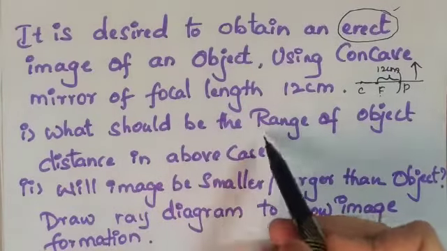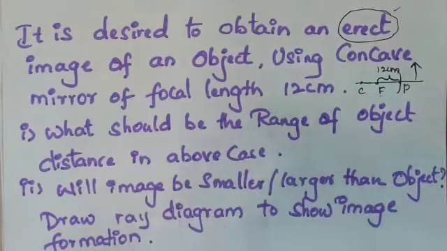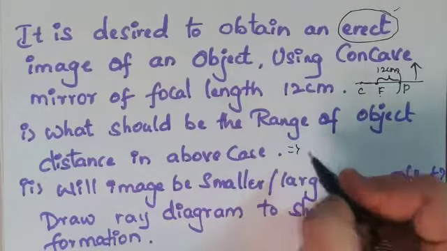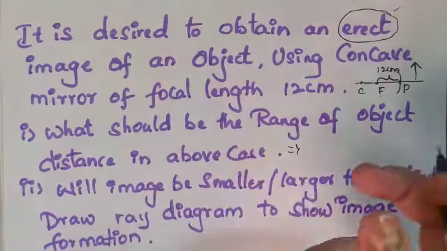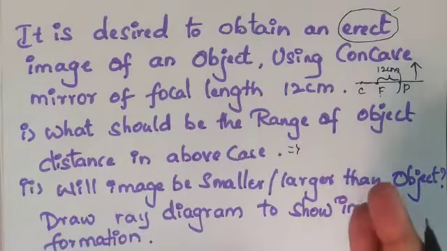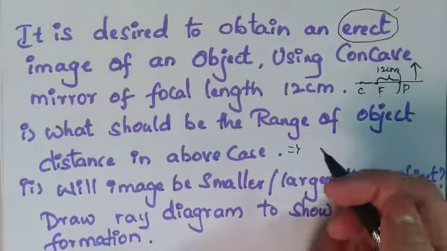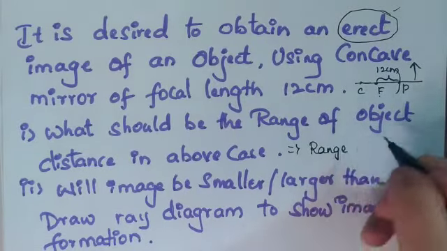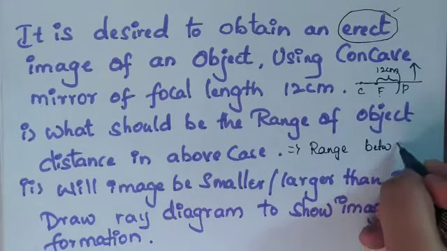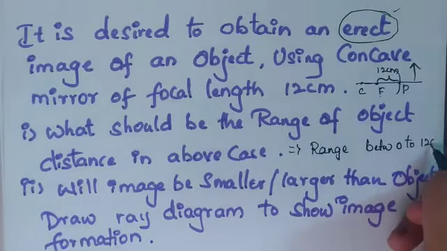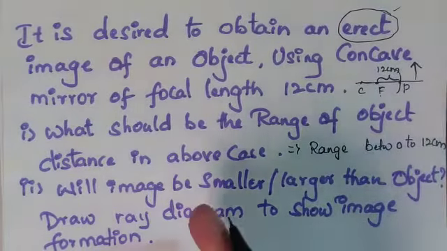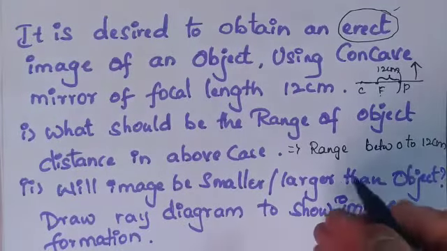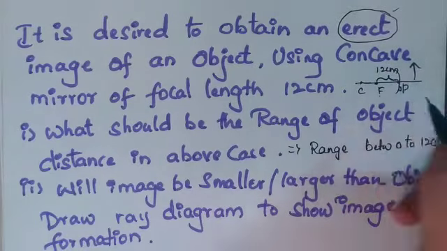So what should be the range of object distance in the above case? What is the answer? Range means between what and what should I place the object. In this case, the answer is that the range of the object is between 0 to 12 centimeter. Why is it 0 to 12 centimeter? This pole we are going to consider as the origin. Origin means this is the 0 position.